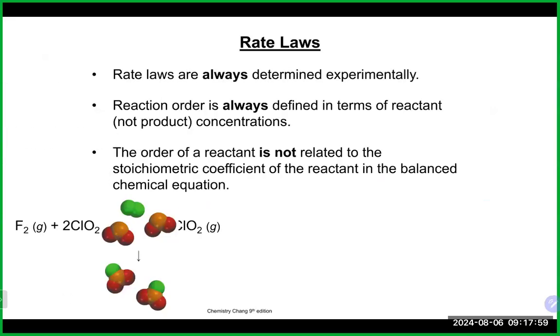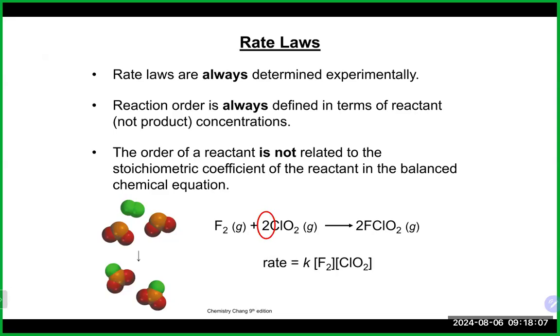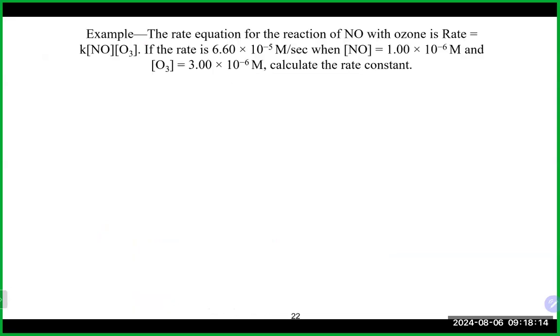So as we see there, rate laws are always determined experimentally. They are always in terms of the reactants, no products. And once again, in the rate law, the coefficients are not where we get the orders from. You do have to use the experimental information to find them.